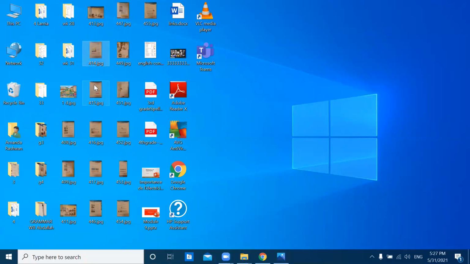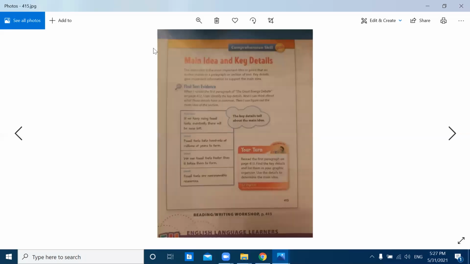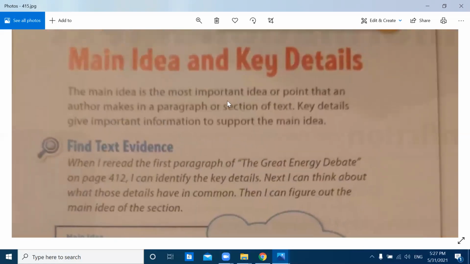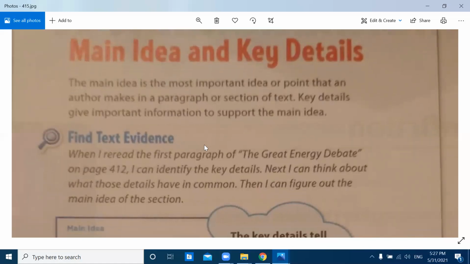All right, our next literary term. We're talking about main idea and key details. Now remember, when we talk about a main idea, we're talking about the most important idea or point that an author makes in a paragraph or a section of text. So it can be in the paragraph itself, what they're talking about, or it can be in an area of text, like 2 or 3 paragraphs that are linked together about the same idea. This is the main idea, the most important point that the author makes. The other sentences are the details. They give important information about our main idea. Let's take a look here.